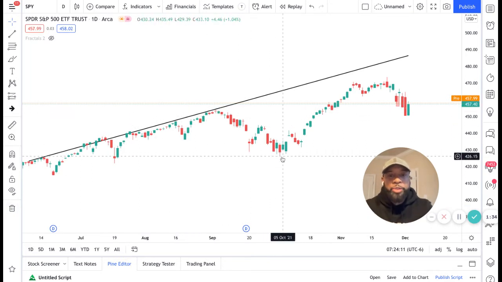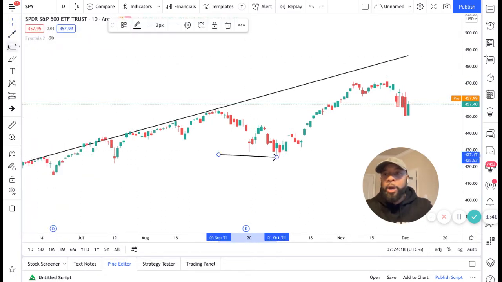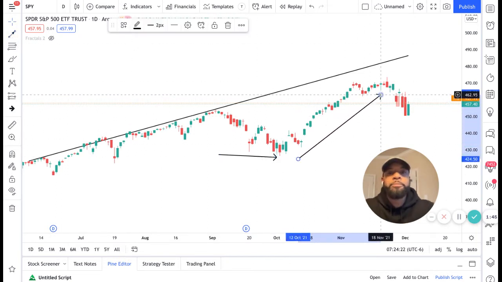Moving forward, as I'm looking at this, I'm noticing that price hit a peak right here, dropped down to a low, which would be called a swing low right here. And now price is going back and forth, very near the trend line.